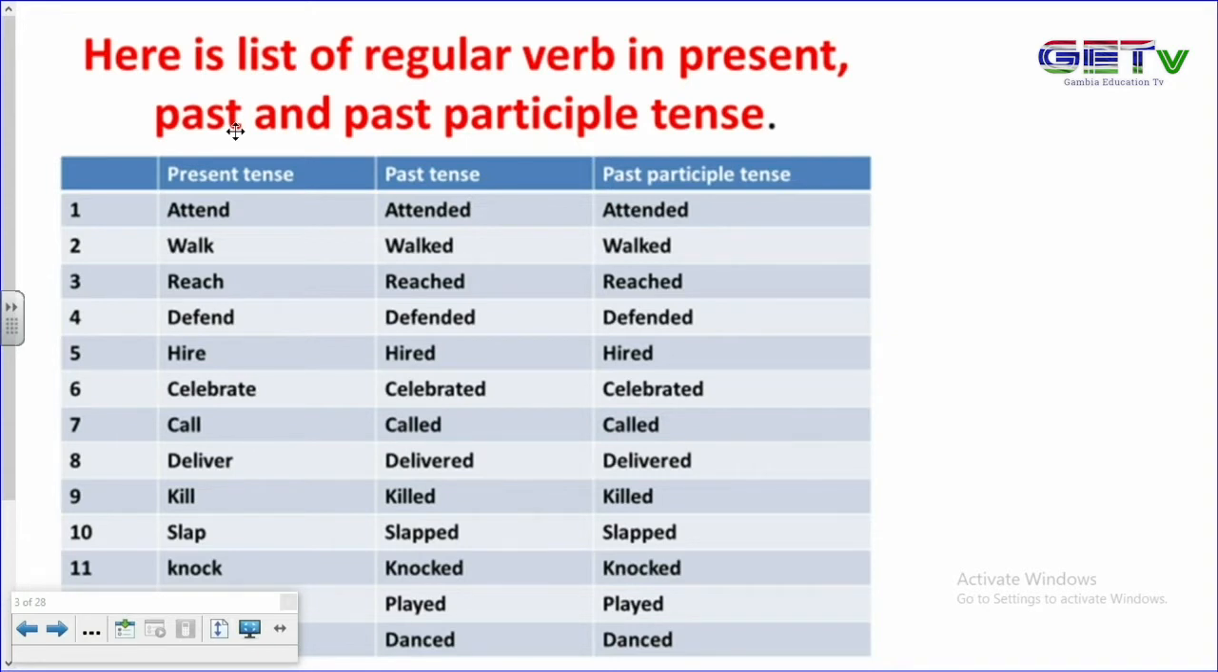So we look at other examples here. Deliver, delivered, delivered. Kill, killed, killed. We have knock, knocked, knocked.